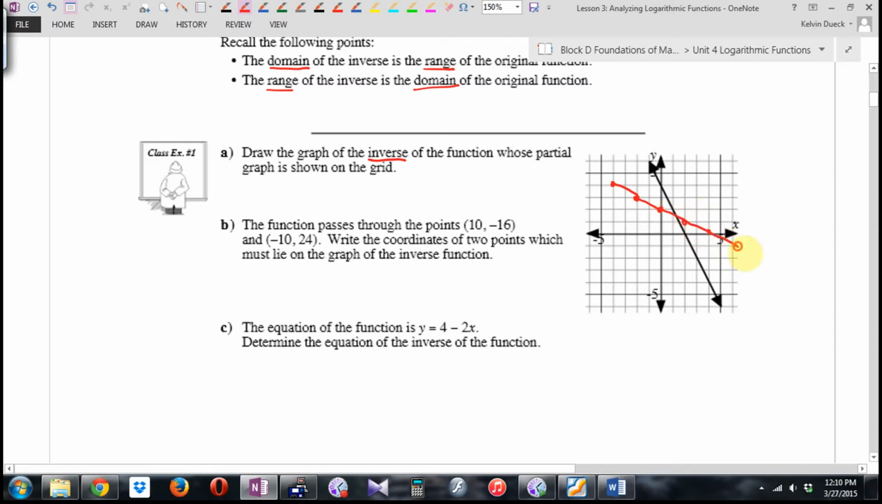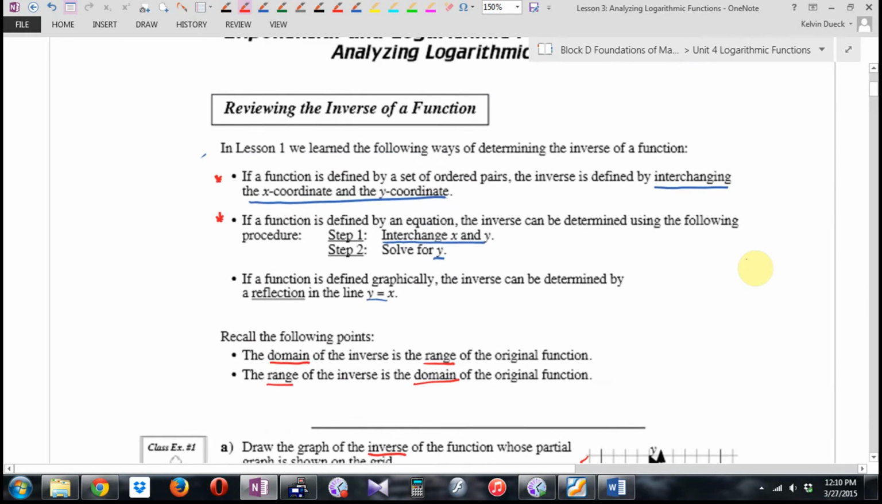This in red is the inverse of the black graph that they gave me. If it was a ruler, it'd be neater. I free-handed it, but you okay with that? Now, here's what I said. For the inverse, what I really want you to remember is you switch the x and y around, you switch the x and y around. Can you read me this third bullet here? It says the inverse can be determined by, read me the second line.